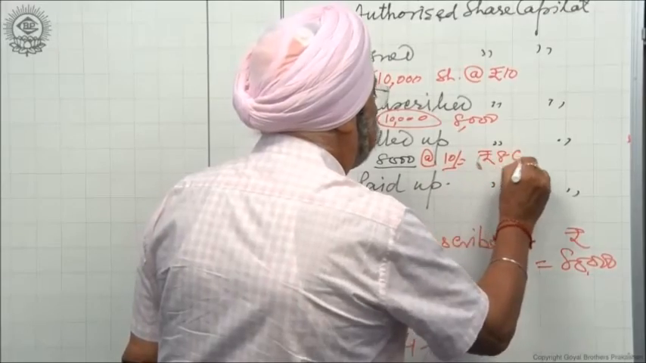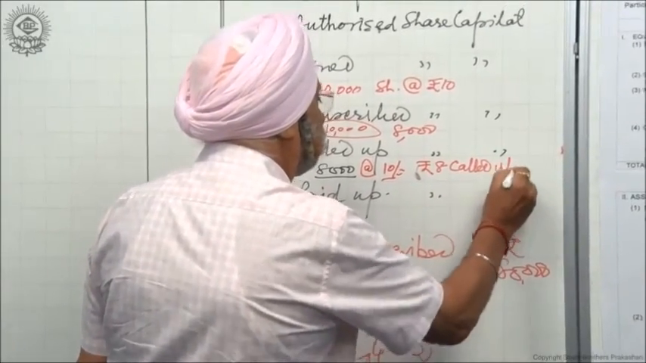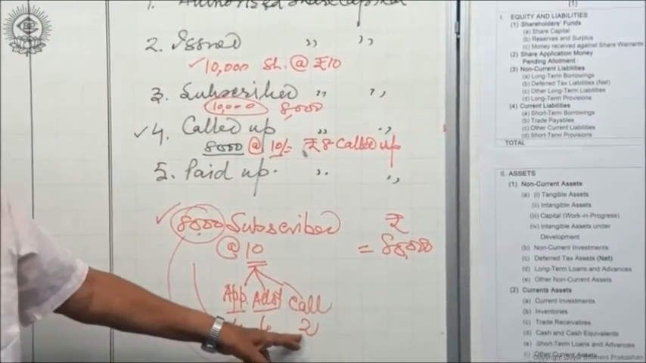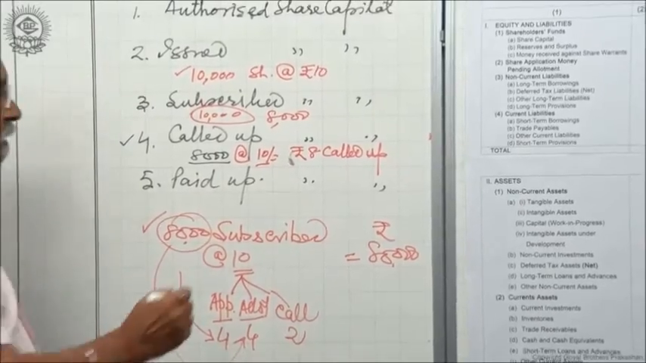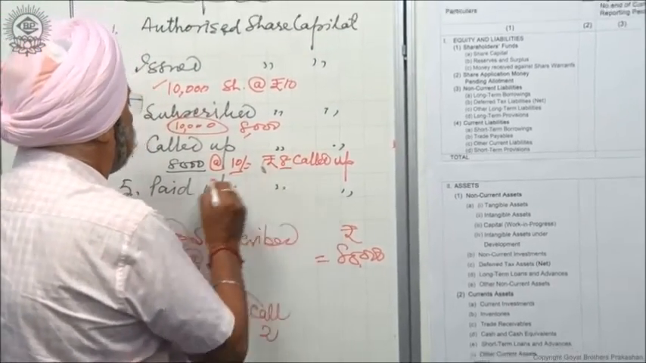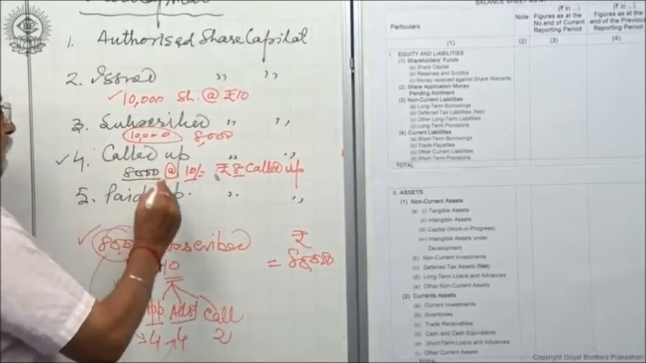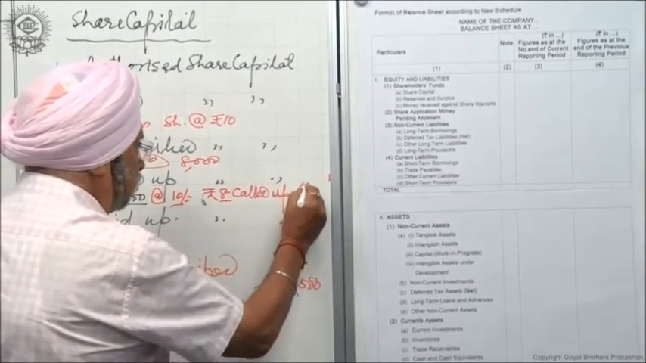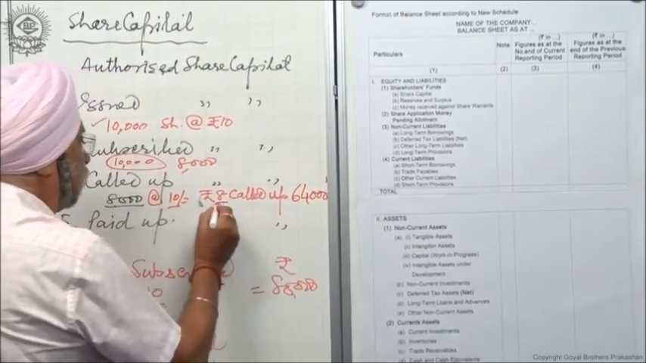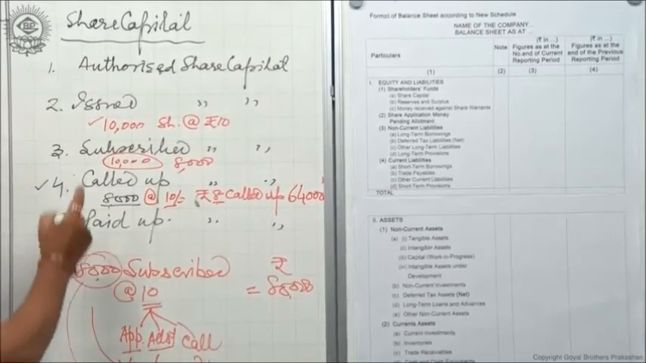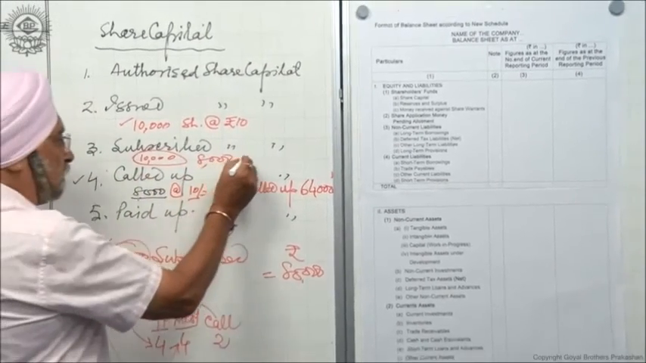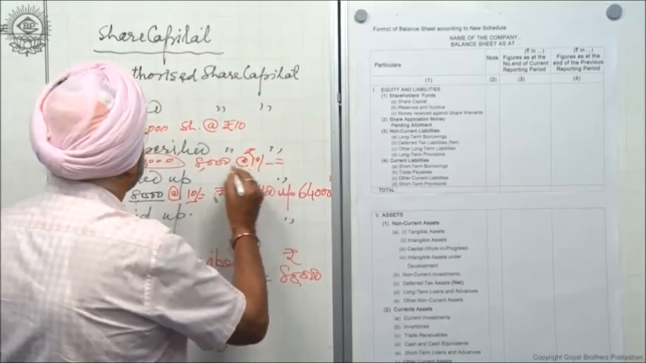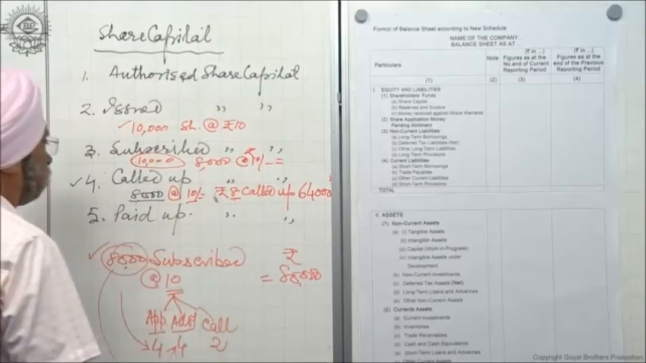ठीक है, इसमें rupees 8 called up. This letter has not gone, 2 rupees का लेटर अभी गया नहीं है, and therefore this will be 8 called up. So called up will be 8 into 8,000. This will be 64,000. Whereas subscribed कितना है? 8,000 each of rupees 10. ये कितना हो जाएगा? This will be 1 lakh.